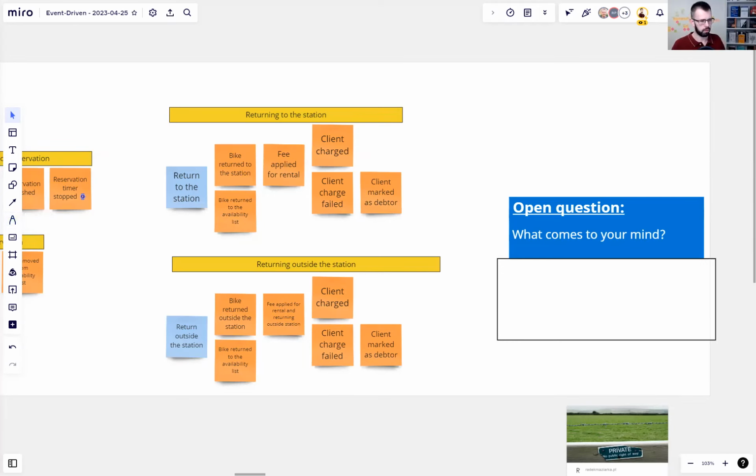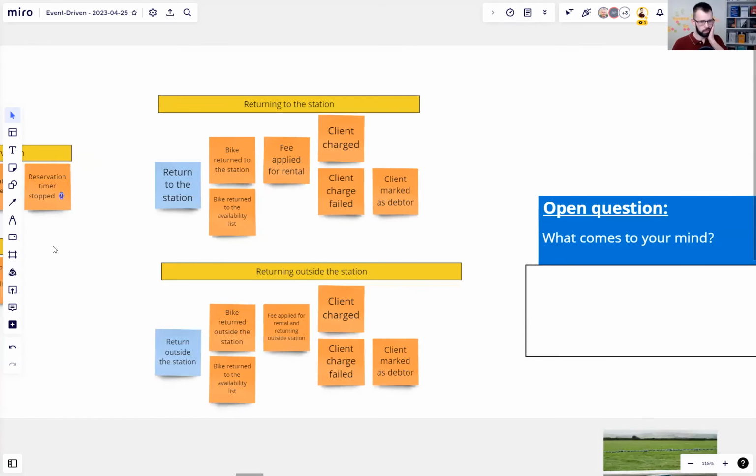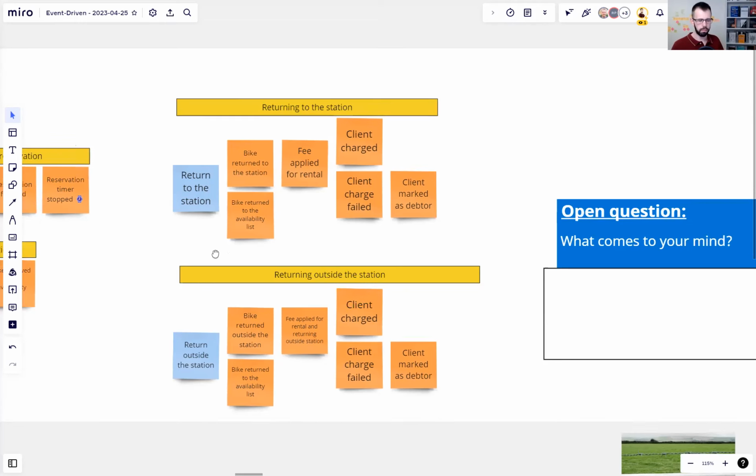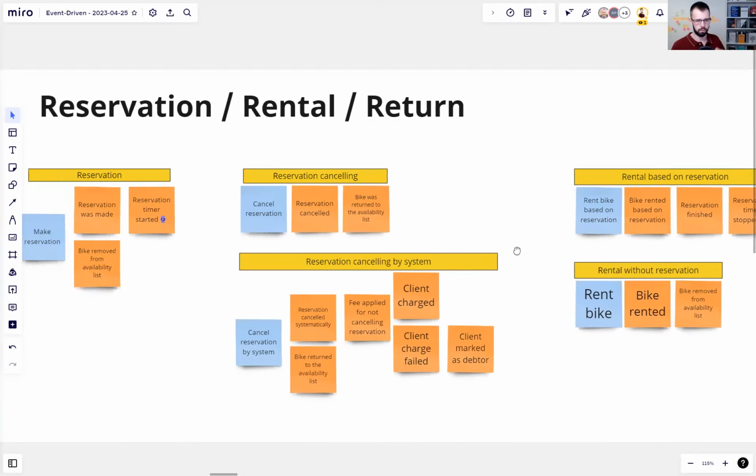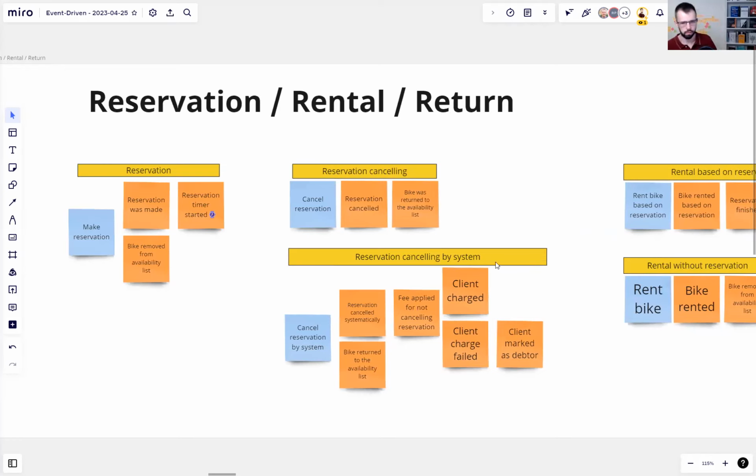Sorry, Oscar. So I think one of the first important things here on this board is that several processes are being repeated. For example, your bike was returned to the availability list in reservation canceling, and bike returned to the availability list in reservation canceling by system. So maybe we could search for the events which are occurring in different processes.